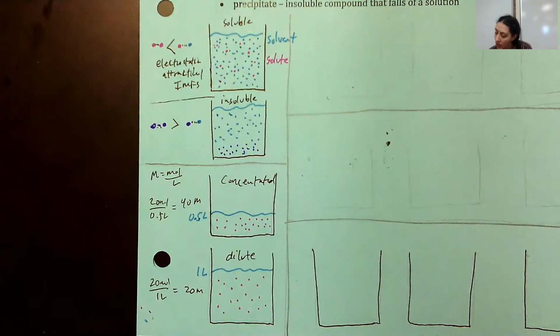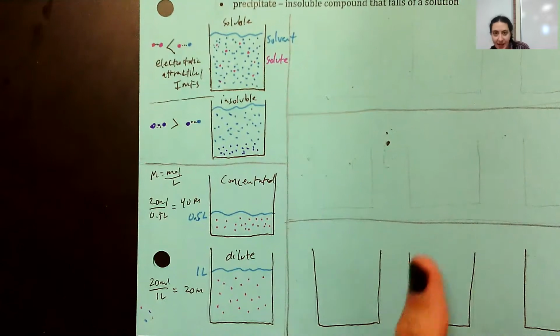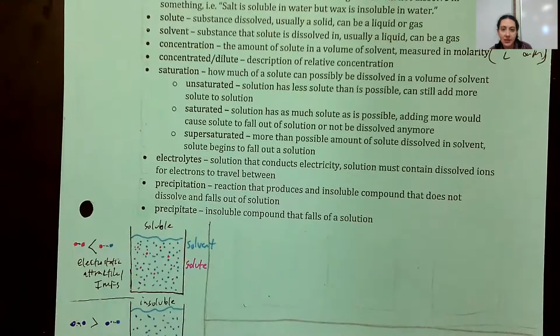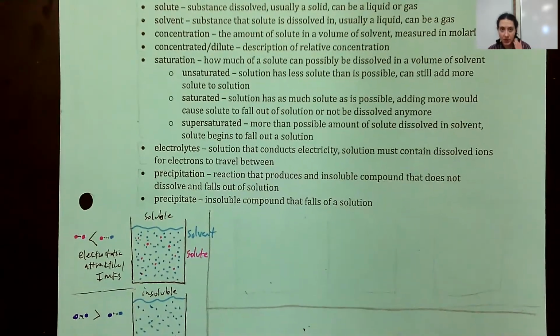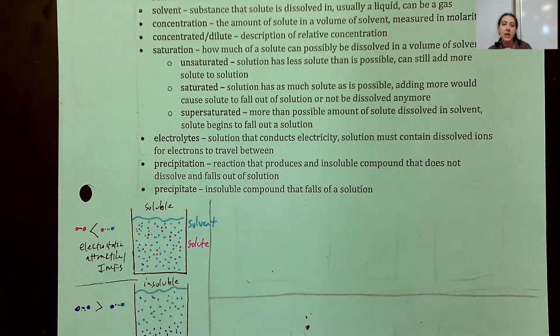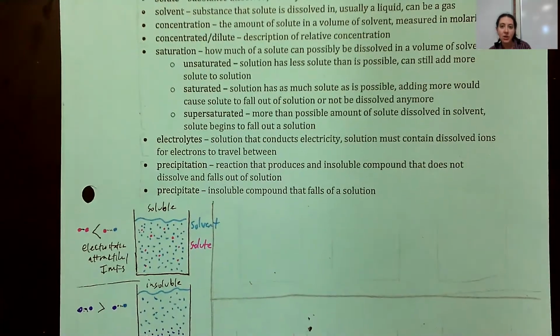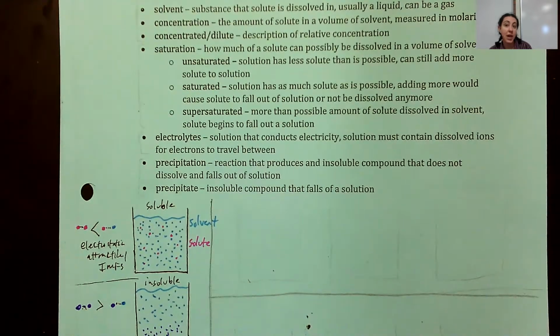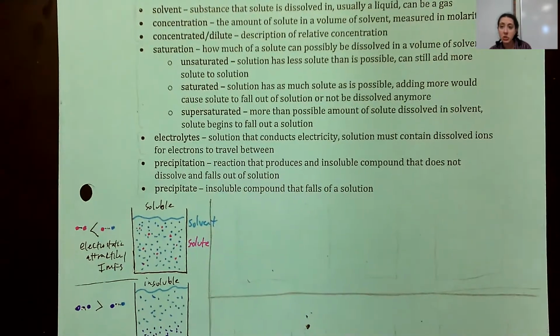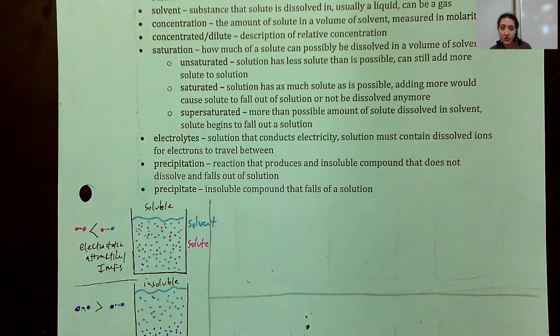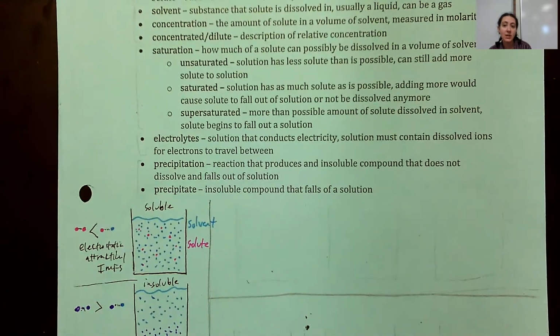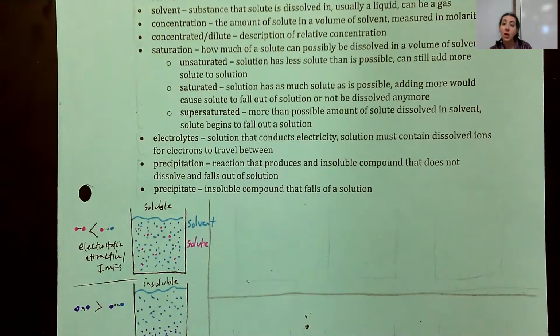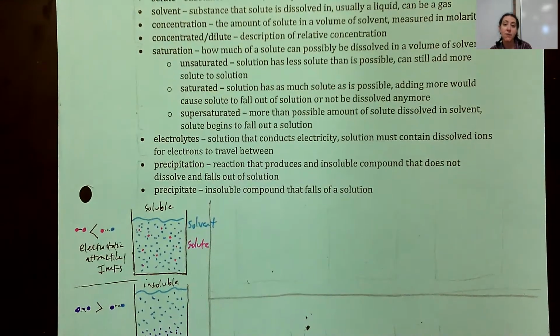All right. The next thing I want to talk about is we're going to come back to saturation and electrolytes in the next 2 videos. We're going to talk a little bit about precipitation. This is a type of reaction where you have two solutions with chemicals that are soluble, but one of the products is not, and it precipitates or falls out of solution.